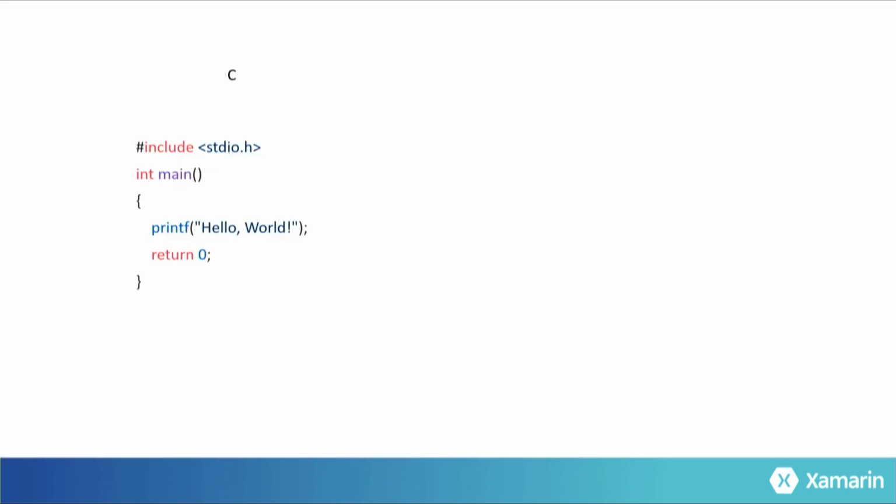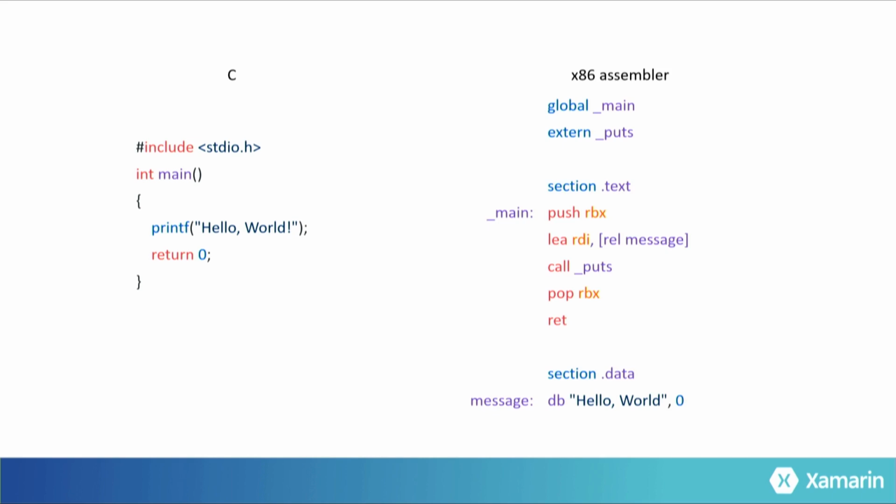So this is a C program, Hello World, and this looks understandable, looks reasonable, even if you don't know C. It's basically going to print hello world. And if you use your favorite C compiler, you end up with assembly code that looks like this.